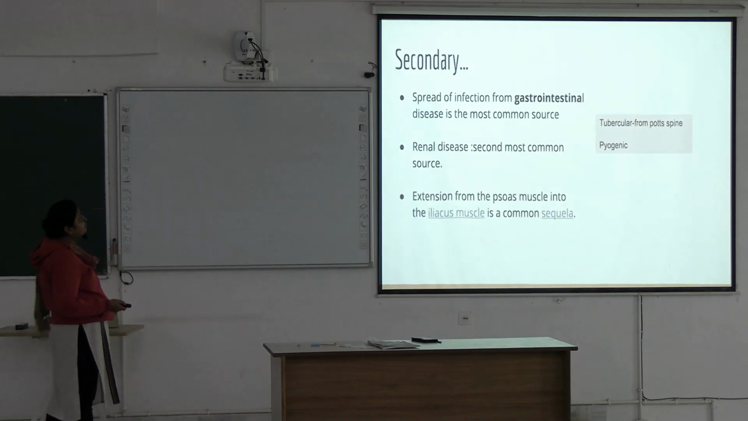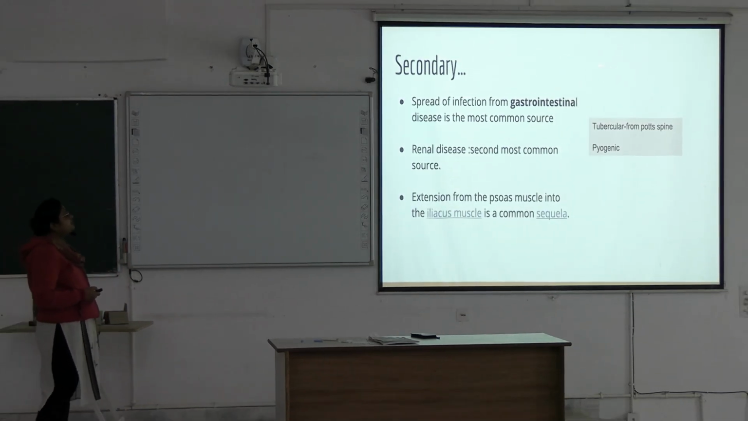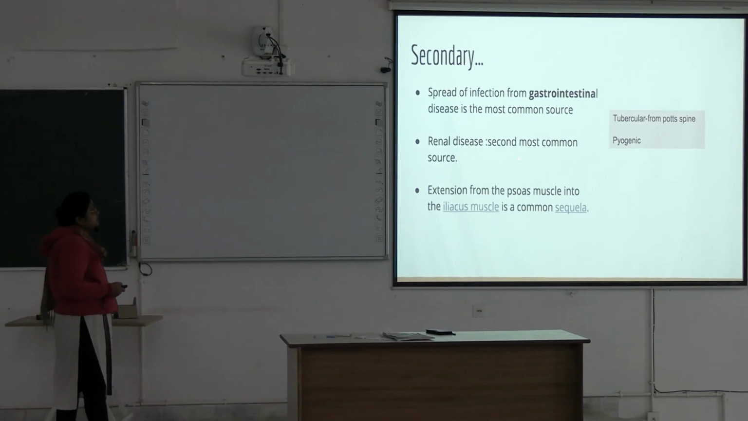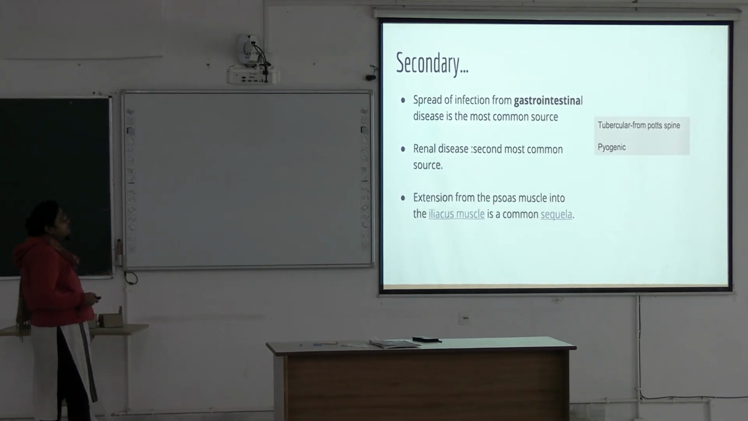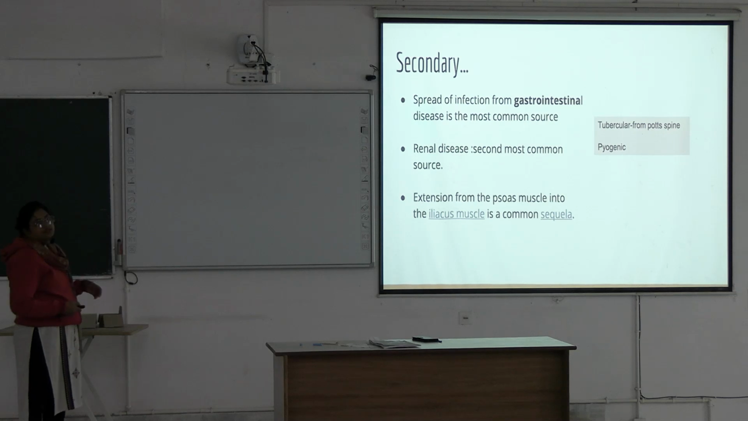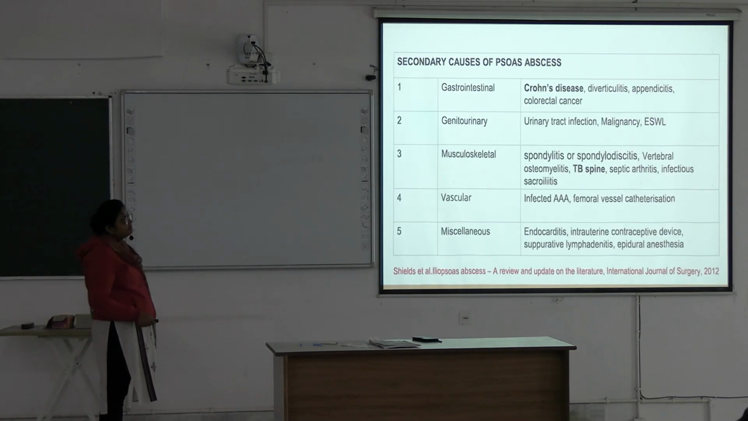Next, spread of infection: gastrointestinal disease is the most common source, and renal disease is the second most common source. An extension from psoas major into the iliacus muscle is common. In tuberculous infection from Pott's spine, it can spread from the vertebra, and in pyogenic infection it can spread. Pyogenic means pus forming.